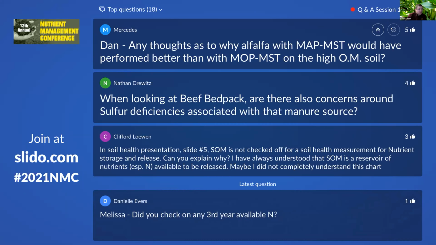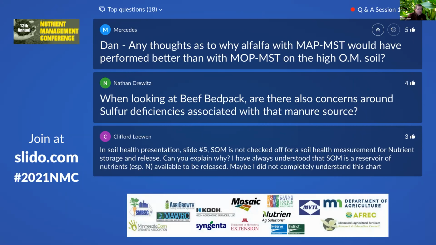I was a bit surprised with some of the data we had. I thought we'd see those products lag a little bit, but they seem to be performing well and giving us another option, at least an elemental sulfur option, other than some of the products that are out there. So I would suspect the MAP MST or the MAP-based product would perform just as well, and we have data to show that. I just didn't summarize any of that.